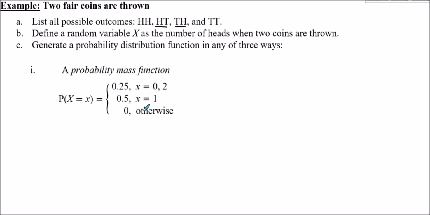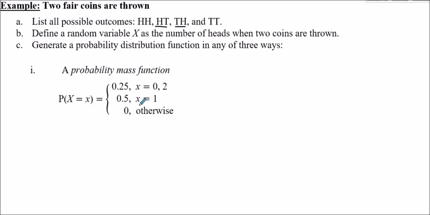In other words, you're either going to have 0 heads, 1 head, or 2 heads. If you flip 2 coins, it's impossible to get any other value. You can't get 3 heads if you're only flipping 2 coins. That's just impossible. So that's what a probability mass function looks like. It lists the probabilities in this particular way.